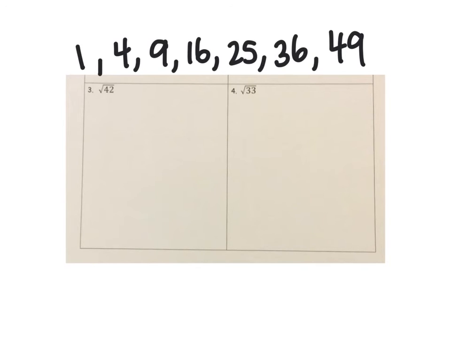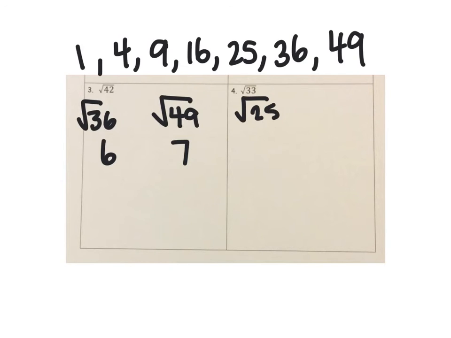So what you should have seen is that the square root of 42 falls between the square root of 36 and the square root of 49, which means it falls between 6 and 7. The square root of 33 falls between the square root of 25 and the square root of 36. So it falls somewhere between 5 and 6.